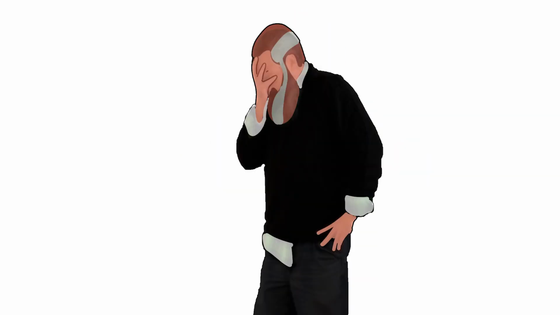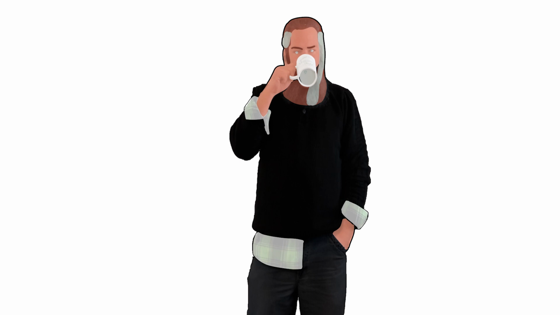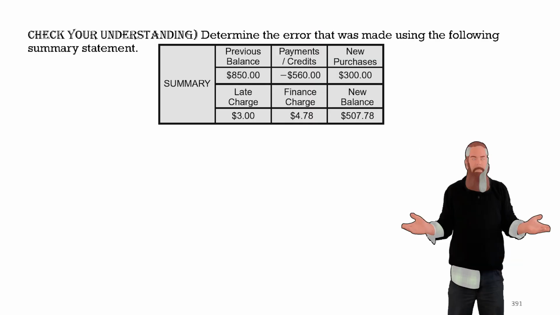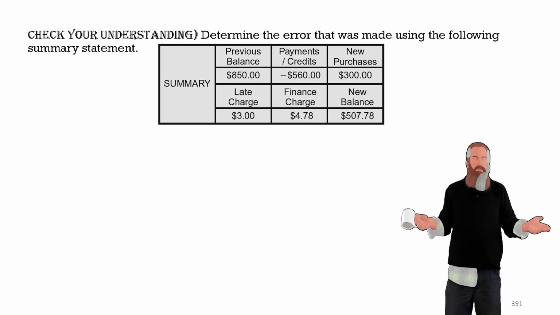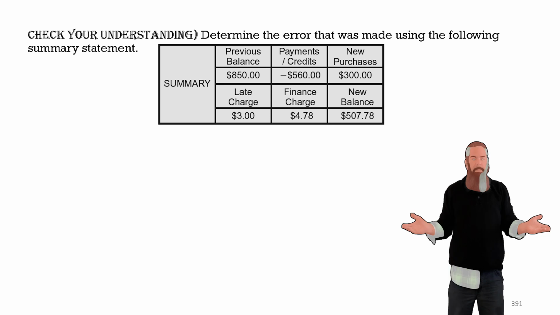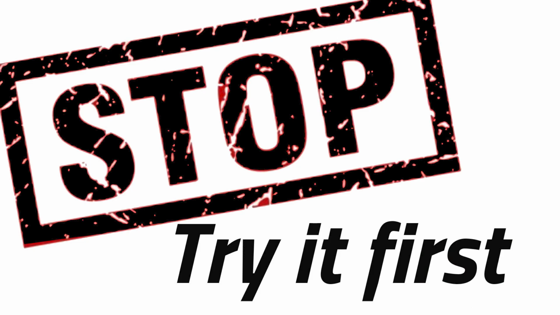Under the Fair Credit Billing Act, Myrna must notify her creditor in writing within 60 days from this statement date on her bill. Now let's check our understanding and determine the error that was made using the following summary statement.